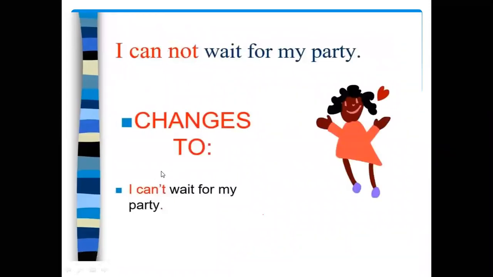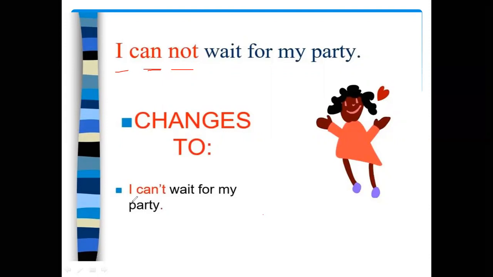Look at this example. I cannot wait for my party. Can is a verb. I is a pronoun. I can not. But here I'm using can and not, verb plus not.